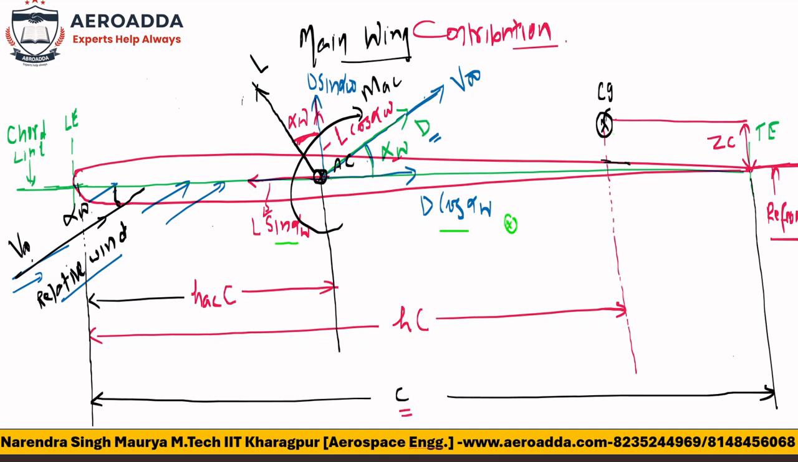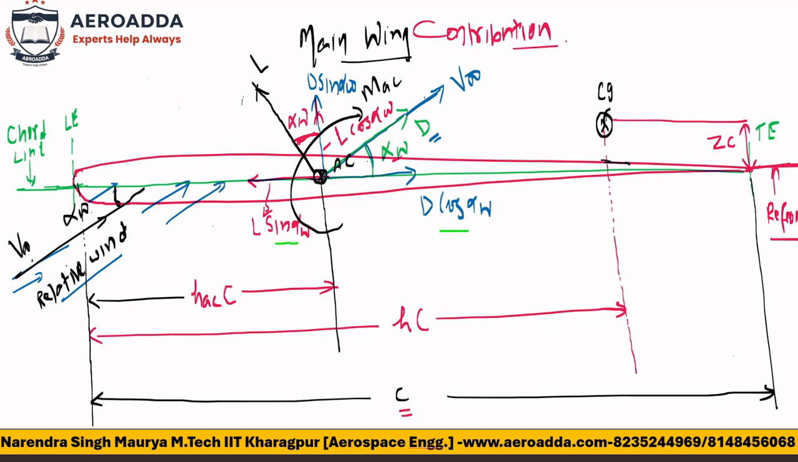Sorry, it is not like that. It is not going to give the moment, but due to some other reason, this component will be neglected. I will tell you, because for a small angle, drag is negligible, so you can neglect that. But you see all the forces: D sin alpha w, L cos alpha w here, D sin alpha w, L sin alpha w, D cos alpha w.